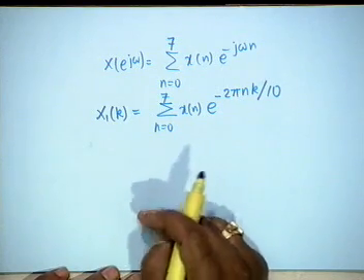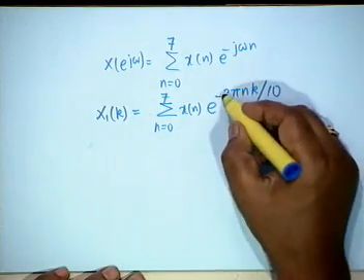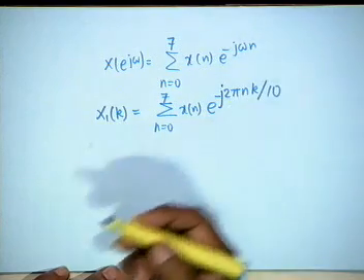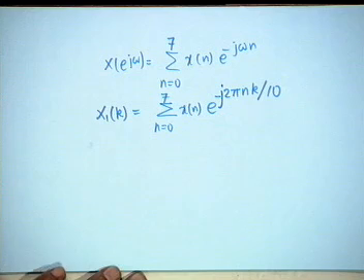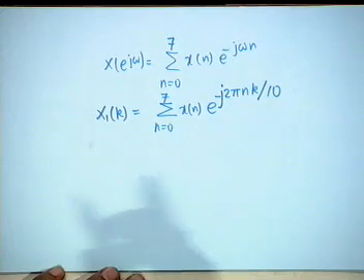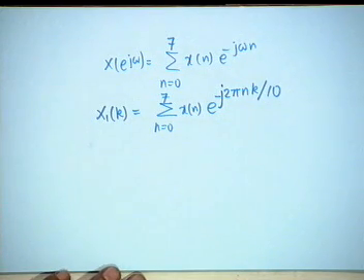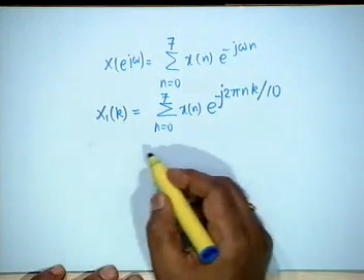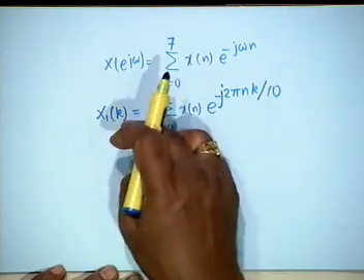Pardon me? J was missing. Yes. Okay. E to the minus j 2 pi n k by 10. Is minus sign okay? Yes. We have not gone to Wn. Okay. Now we can't compute this or this.